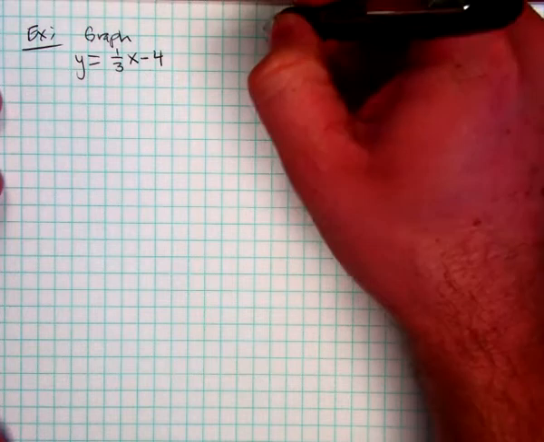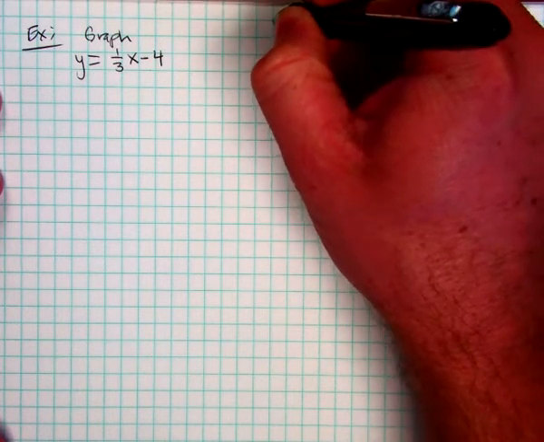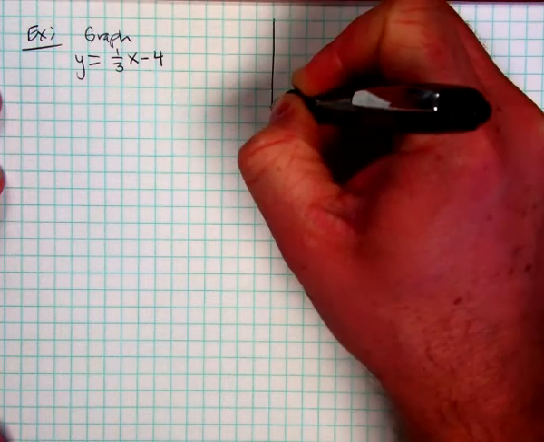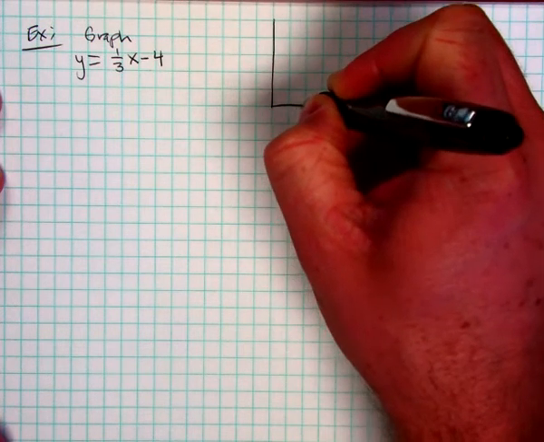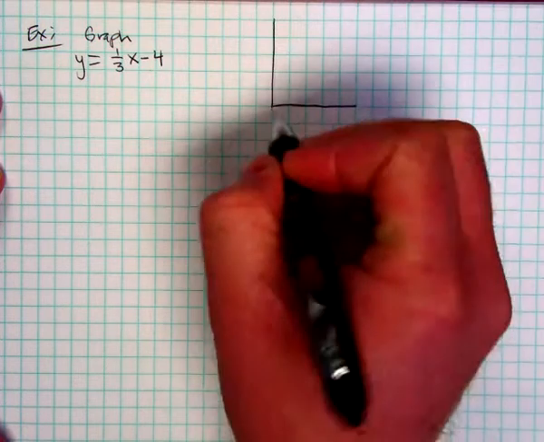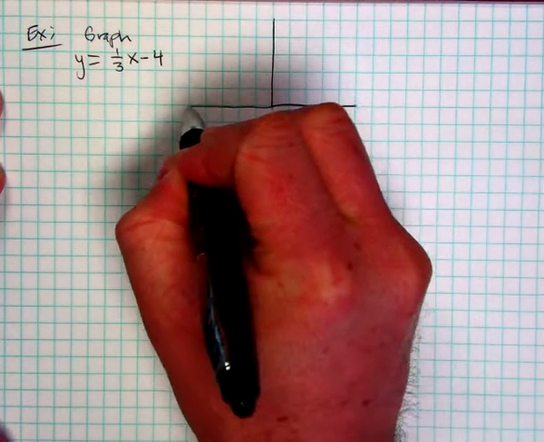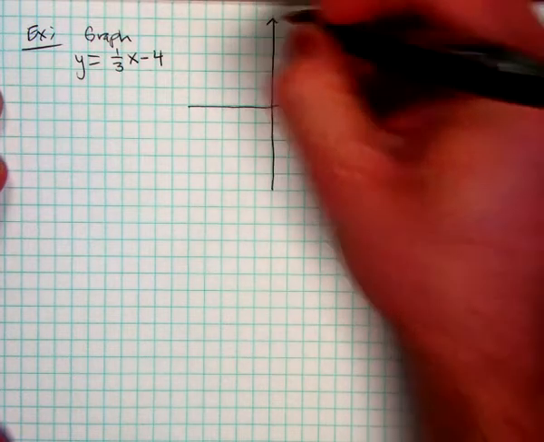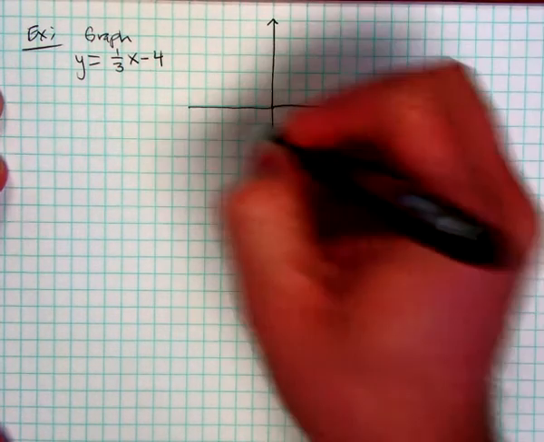So I'm going to go ahead and start just over here. And I'm going to say this is 1, 2, 3, 4, 5. So that's where my center is going to be. 1, 2, 3, 4, 5. 1, 2, 3, 4, 5 that way. And 1, 2, 3, 4, 5 down. So now I have an x and y axis.